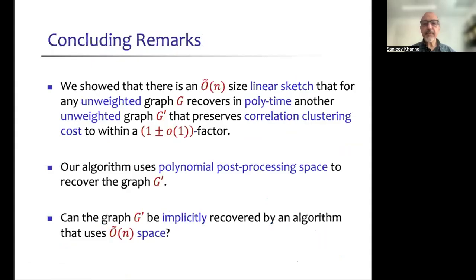Okay, so let me conclude with a few final thoughts. We showed that there is an n polylog n size linear sketch for correlation clustering that allows you to match classical approximation guarantee in polynomial time. Our algorithm uses n polylog n space in the sketching phase, but it uses polynomial space in the post-processing phase. So an exciting direction for future work is to figure out if one can do post-processing also using only n polylog n space. Thank you.